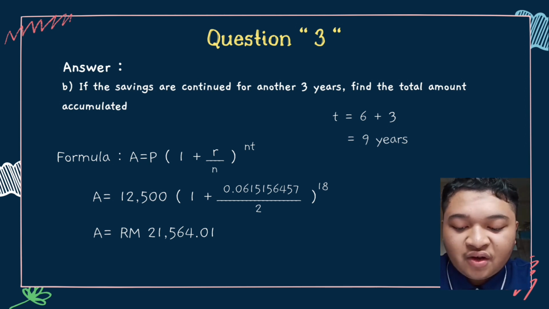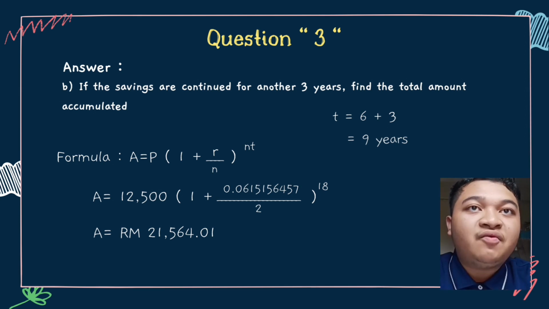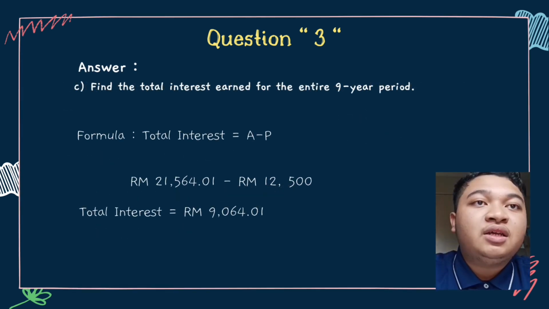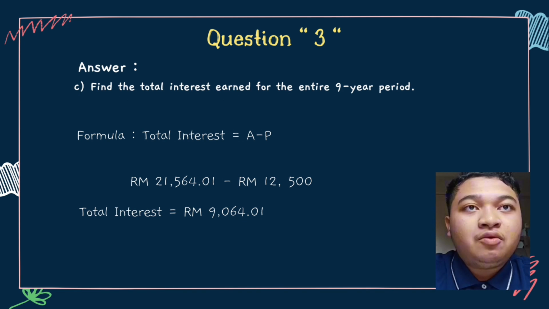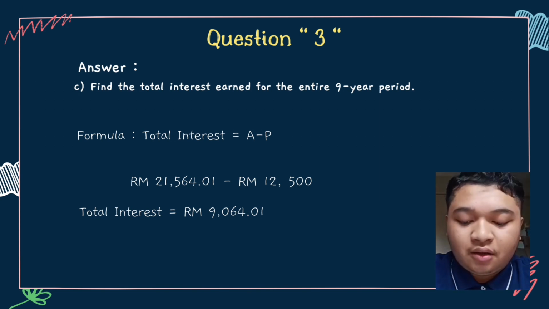Now that we have the interest, we don't need to use algebra and we can calculate normally. So 12,500 ringgit times (1 plus 0.061515647 per 2) to the power of 18, and you should get 21,564 ringgit. Question C. Find the total interest earned for the entire 9-year period. This is the final amount minus the principal. So 21,564 ringgit and 1 cent minus 12,500, and you should get 9,064 ringgit and 1 cent.